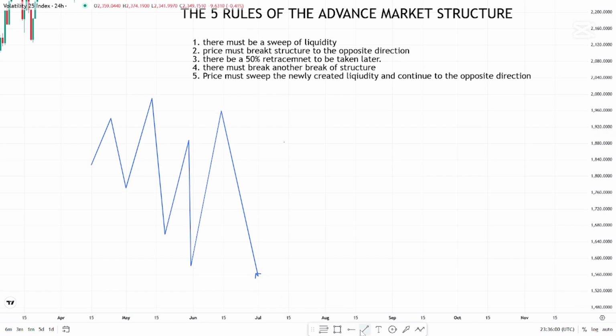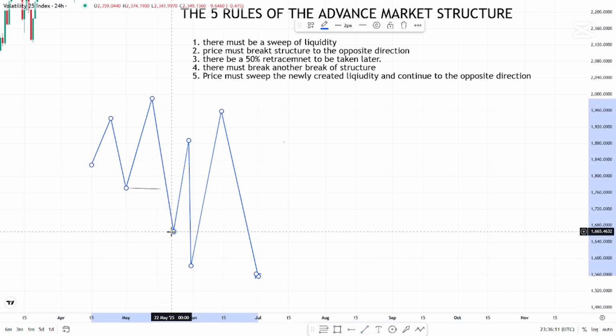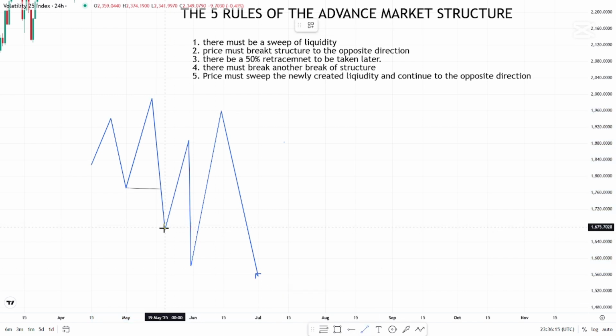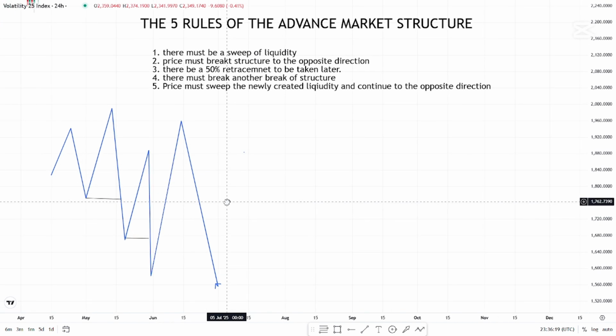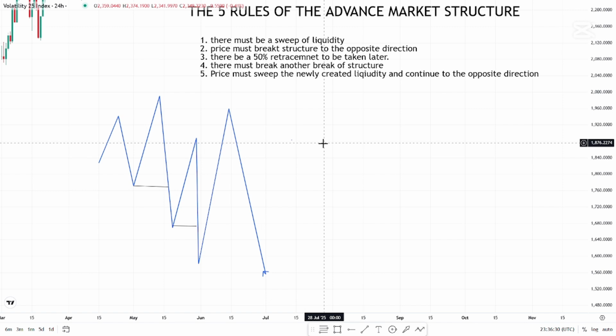Okay, so now this is your first break. This is your second break. Alright. Now, these are the rules of the advanced market structure. This is how the market moves. This is how the advanced market structure moves.